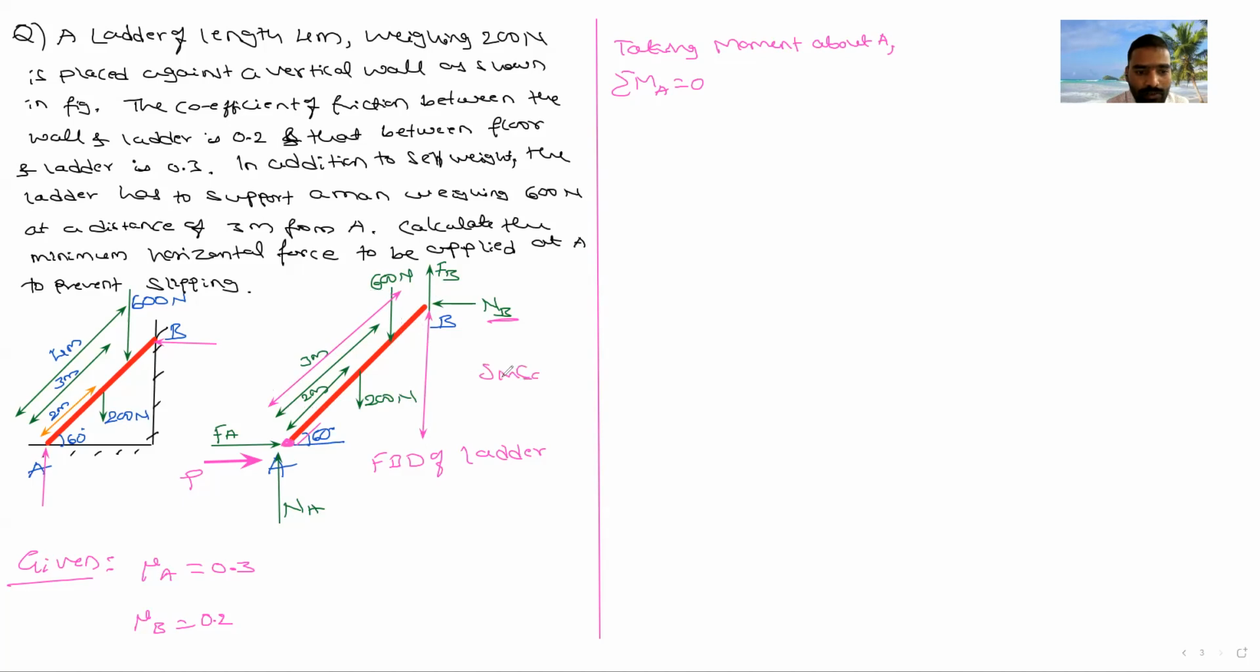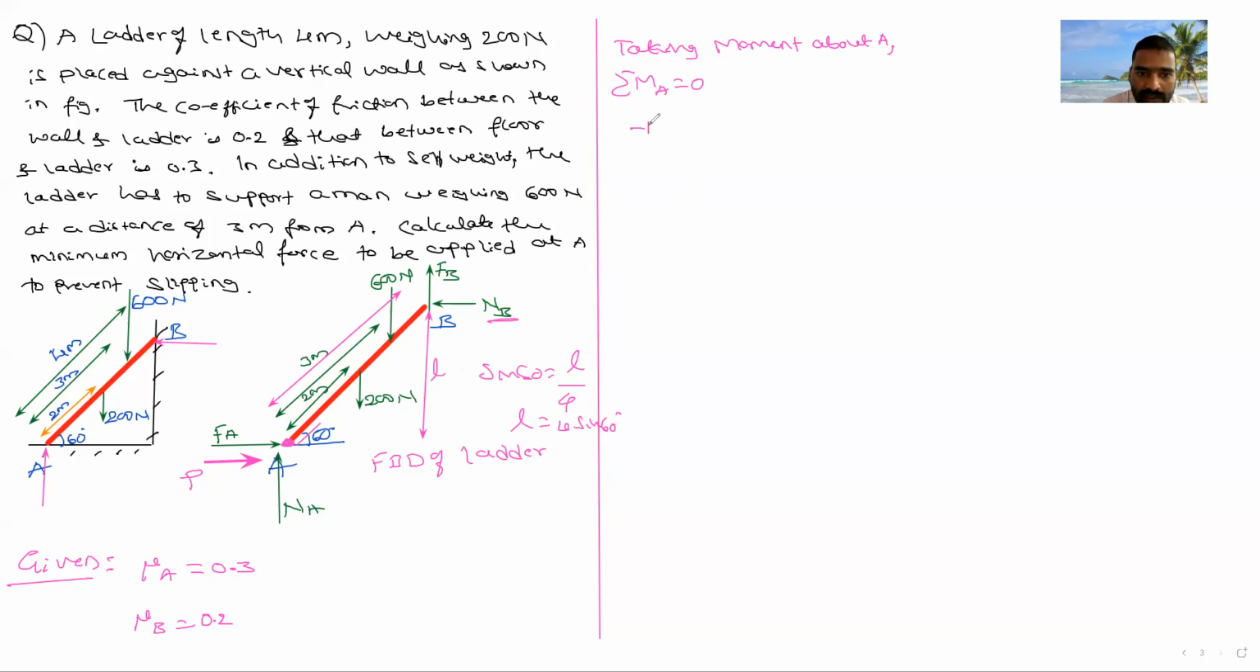Sin 60 is equal to vertical length, I will take it as small l, divided by hypotenuse, which is 4 meter. So l divided by 4, so l is equal to 4 sin 60. Are all of you getting it? Yes, sir. Okay, so I have to take moment about point A for the NB force.